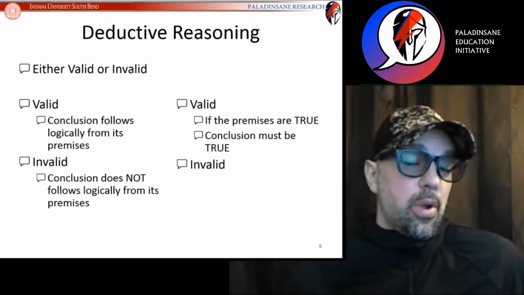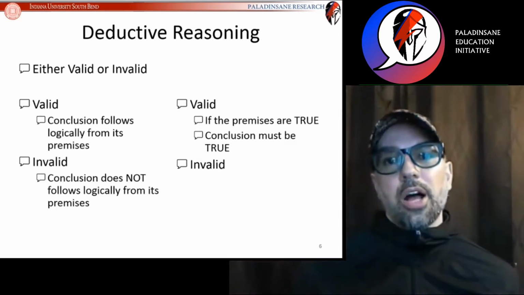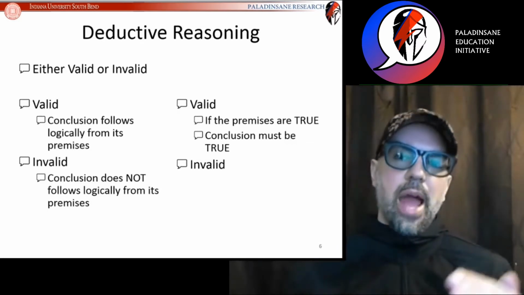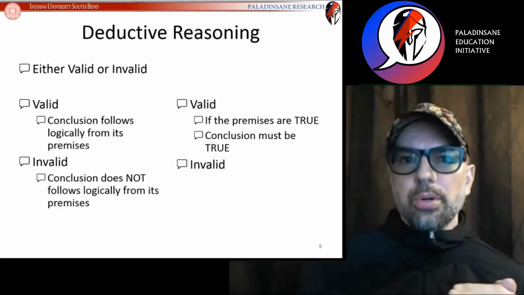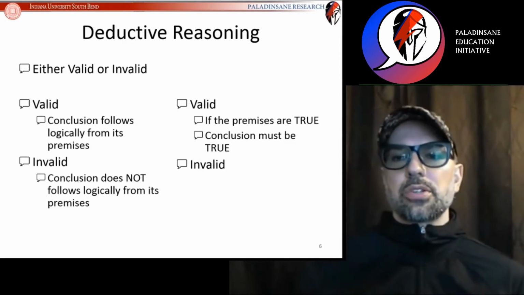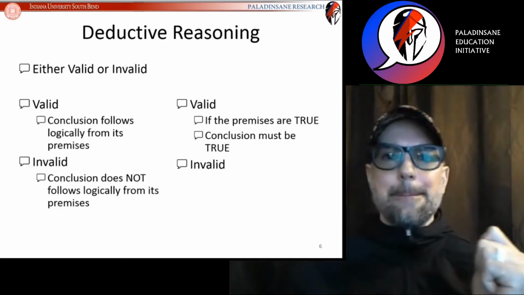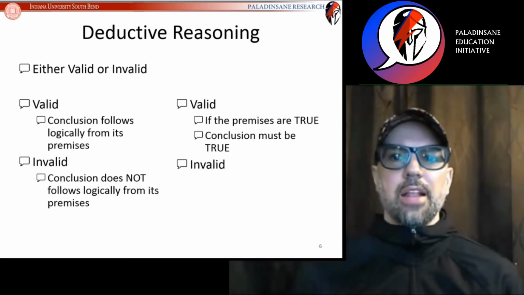You can argue with whether the premises are true or not, but that goes outside of the realm of deduction. So as we mentioned last time, to track a deductive reasoning argument, you have to assume that the premises are true. So that's the first move. Assume the premises are true. And then if the premises are true and the conclusion must be true, there's no way for the conclusion to be false, you're dealing with a valid argument.